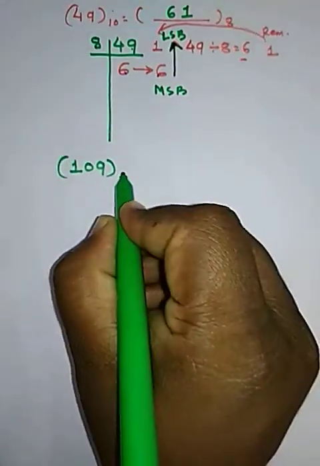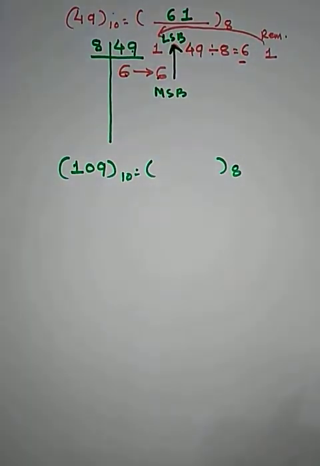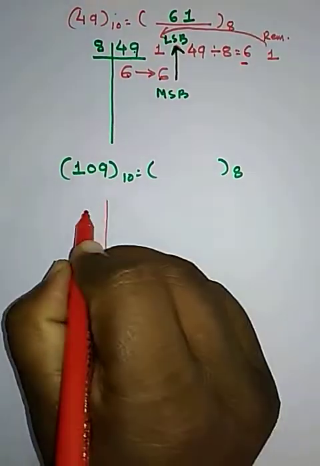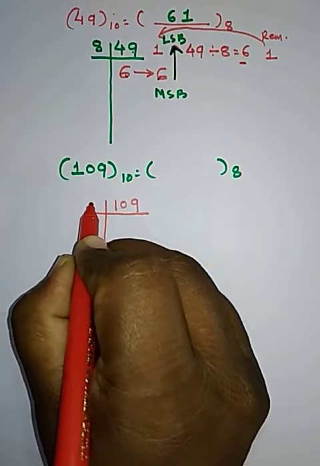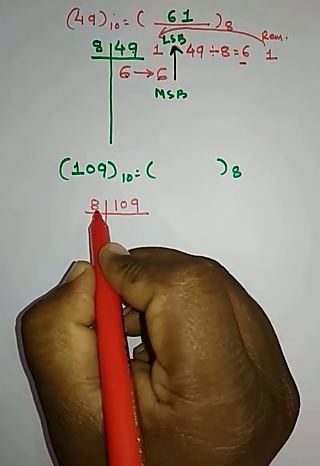Take another example, 109, and this is to be converted into octal. This number is to be converted into octal. So put here 109. What is it here? It's an 8. Compulsorily, without forgetting, you have to put an 8 here.